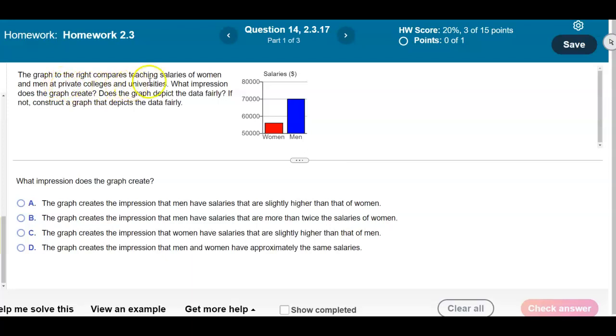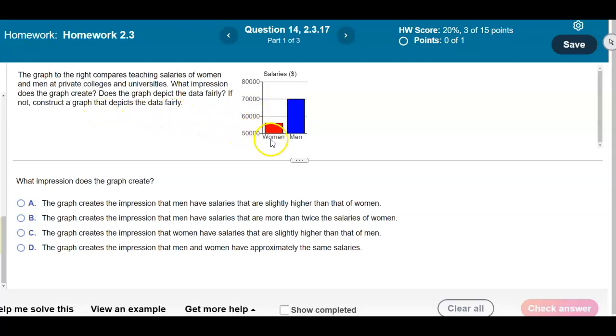The graph to the right compares teaching salaries of women and men at private colleges and universities. What impression does the graph create? Does the graph depict the data fairly? And if not, then construct a graph that depicts the data fairly.